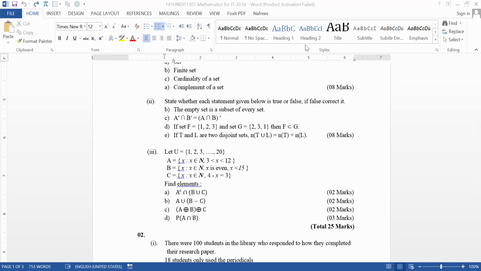D is false, because there should be an equal subset. Look here, we have 3 elements: 1, 2, 3. Here also we have 3 elements, also 1, 2, 3. So F is an equal subset of G, or else G is an equal subset of F. It's supposed to be something like this. There is no equal here. It is false.